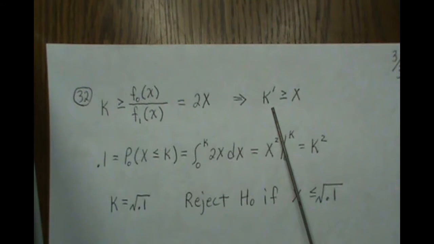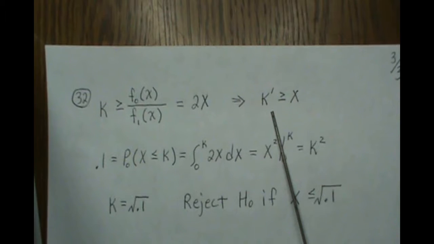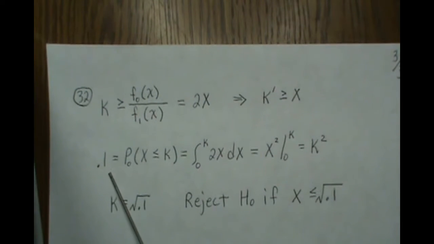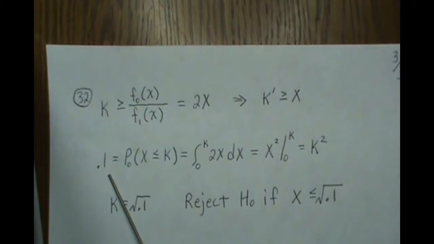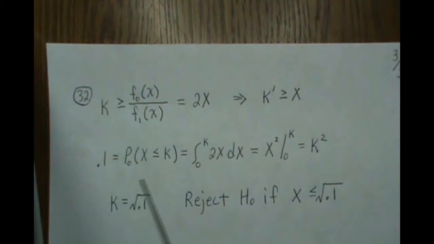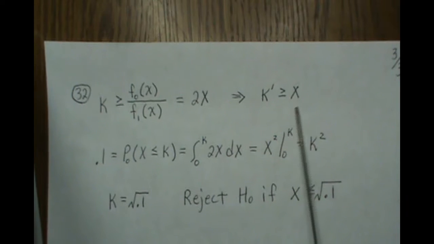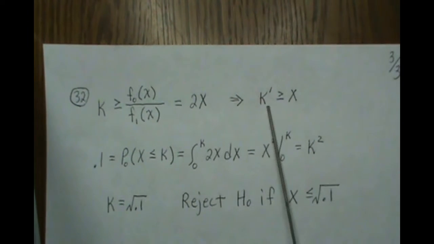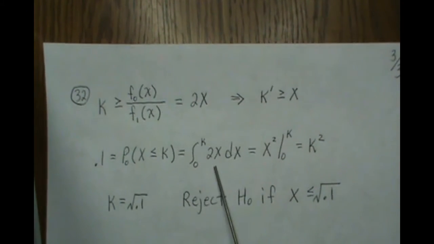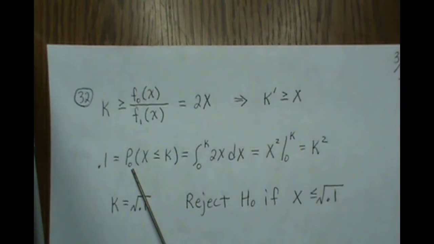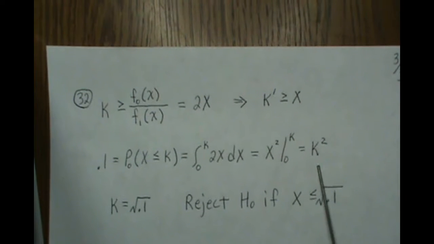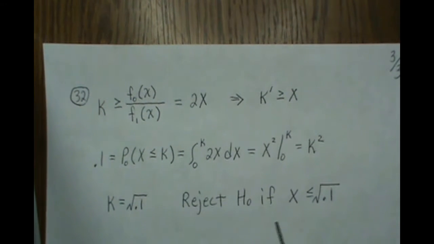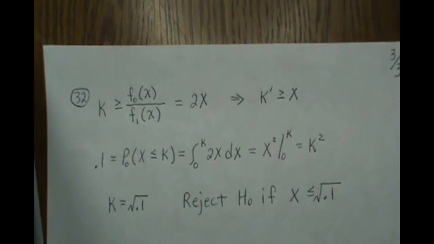We want the probability of being less than this, when the null is true, to be alpha, the significance level. Well, they provided that. They want it to be 0.1. Let me check. Yeah, 0.1. So the probability of being less than some constant k, although I should use a different k because this k is not that, it is this. Well, you integrate from 0 to k of our density, and we're assuming the null is true, which is 2x. Integrate, you get k squared. Now, if k squared is 0.1, k must be this, and so we reject H naught if x is less than or equal to the square root of 0.1.